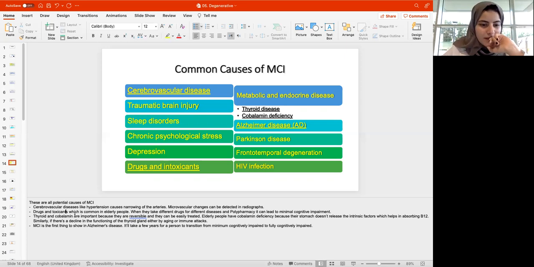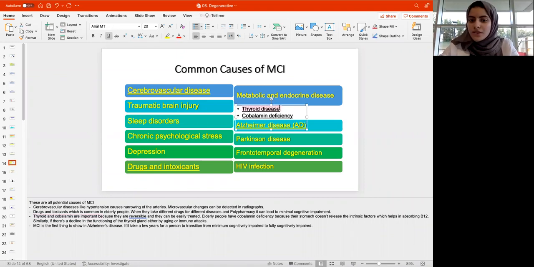Specifically for cobalamin, thyroid and cobalamin are important causes. Why? Because they're reversible. Some doctors might see an MCI patient, say, okay, this is AD, and work up and continue the patient as if he has AD. Even though if he just did a few lab tests, like a thyroid function test or checking his serum cobalamin, he would have identified an underlying disease that's reversible.